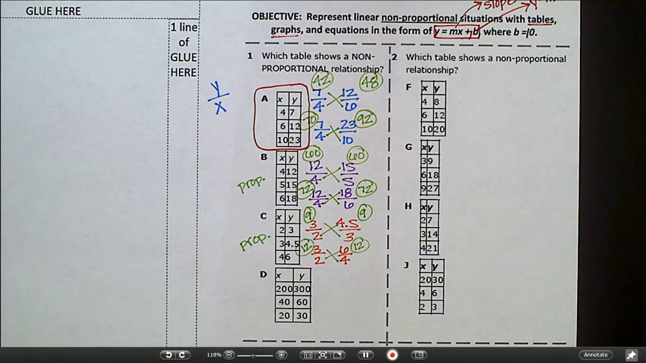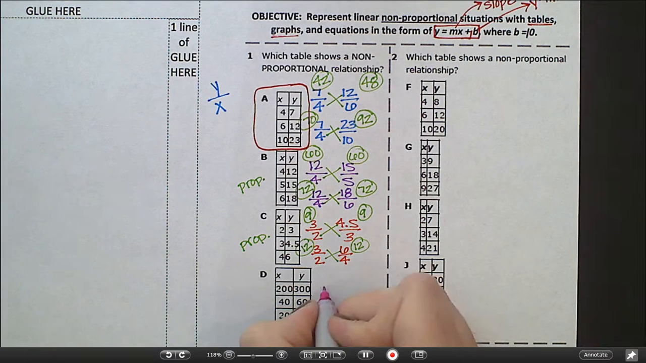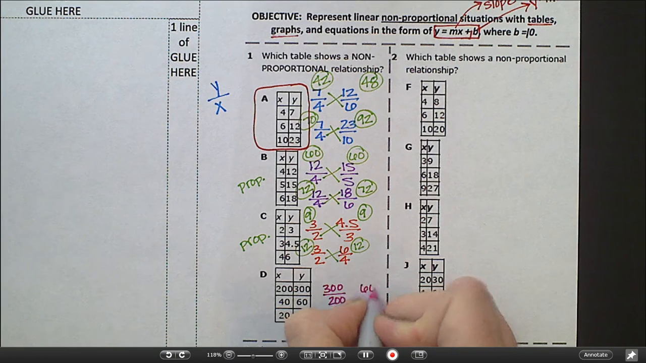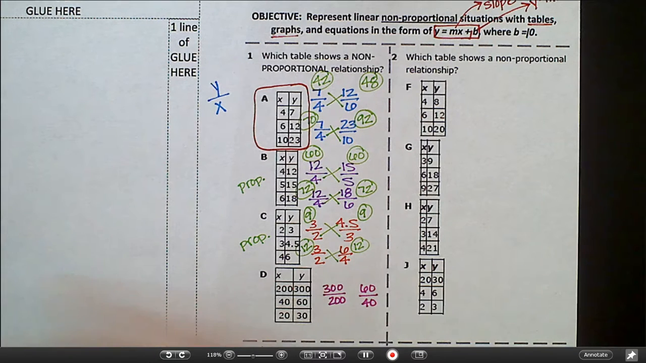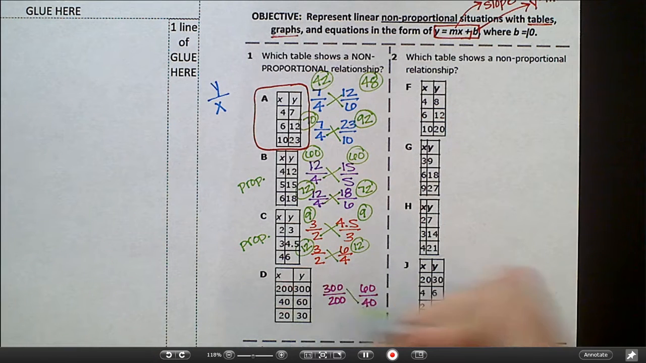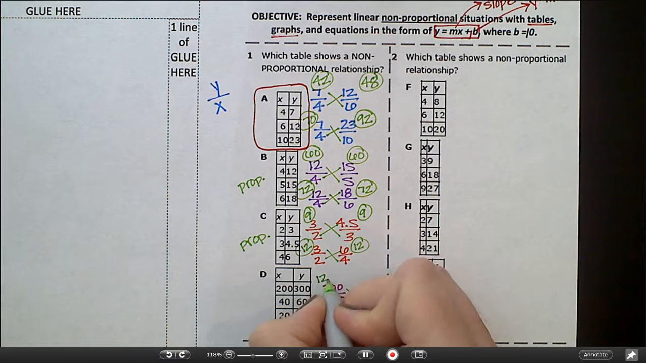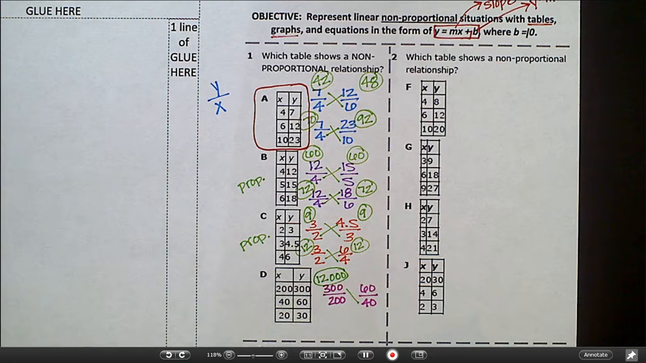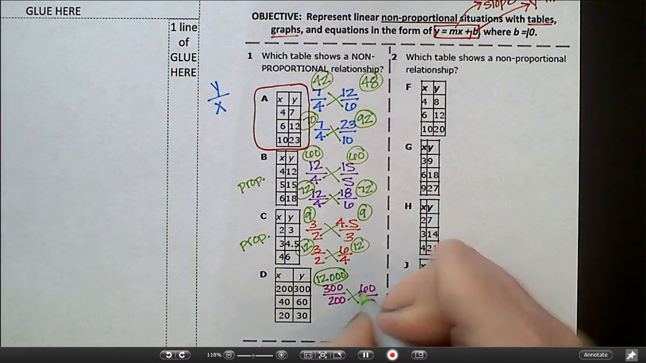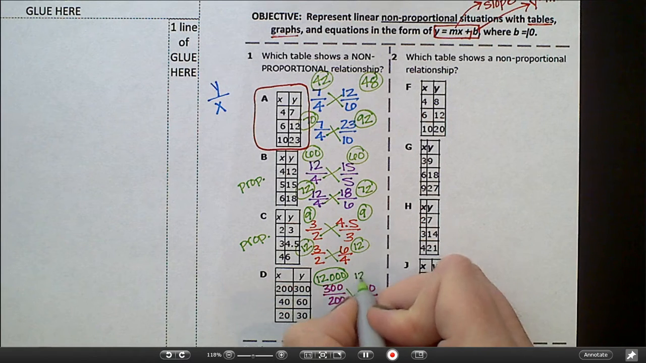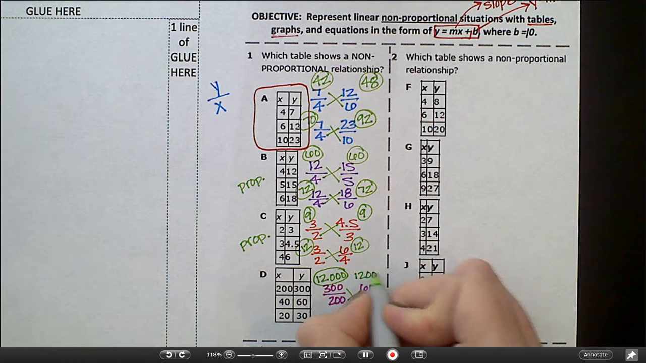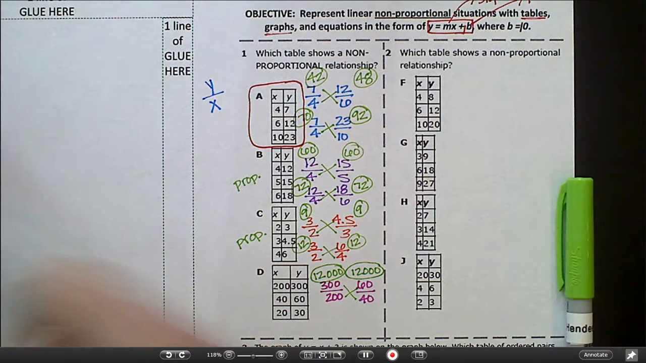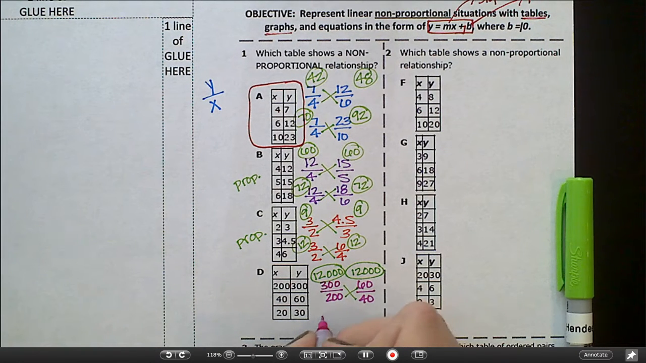Last one. Let's check 300 over 200 with 60 over 40. 3 times 4 is 12, and then I add 1, 2, 3 zeros. Or again, put it in your calculator. You're welcome to use that. 2 times 6 is 12, and then 1, 2, 3 zeros. That one's proportional. Let's go ahead and verify that last set of numbers.